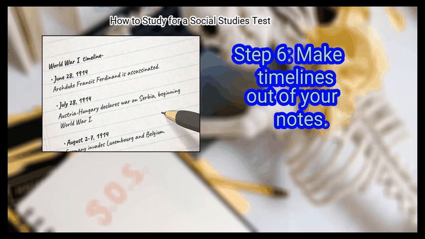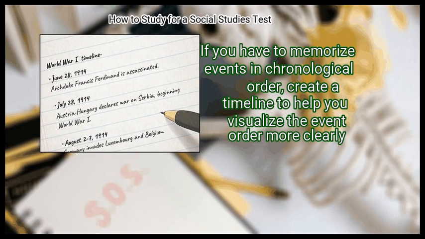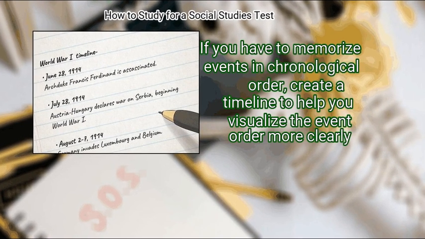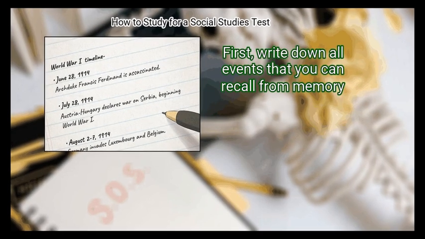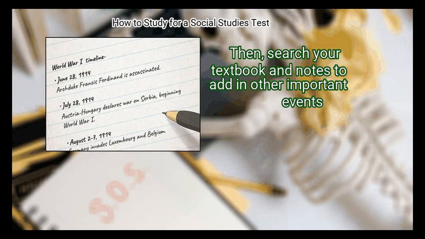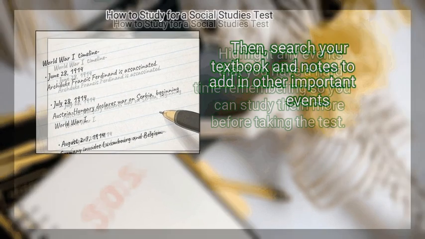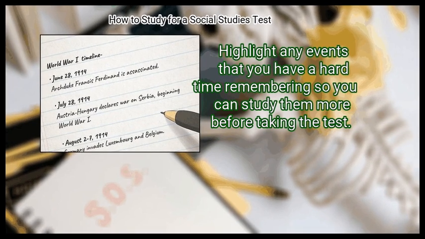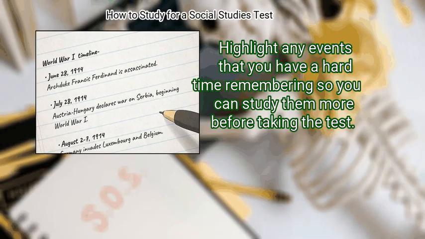Step 6. Make timelines out of your notes. If you have to memorize events in chronological order, create a timeline to help you visualize the event order more clearly. First, write down all events that you can recall from memory. Then, search your textbook and notes to add in other important events. Highlight any events that you have a hard time remembering so you can study them more before taking the test.